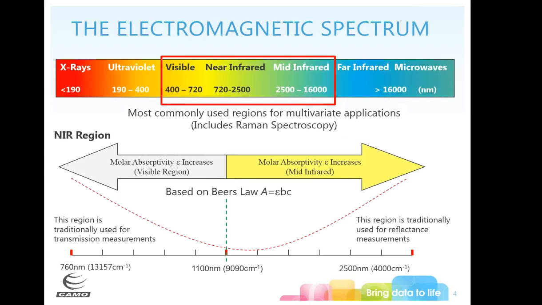So let's talk just real quick about where NIR is. This is the electromagnetic spectrum. And as you see, our near infrared is between 720 and 2500 nanometers. In wave numbers, that is about 4,000 wave numbers to 13,000 wave numbers. We tend to go back and forth in the near infrared depending on which scheme people are used to working in, whether it's visible or mid-infrared.